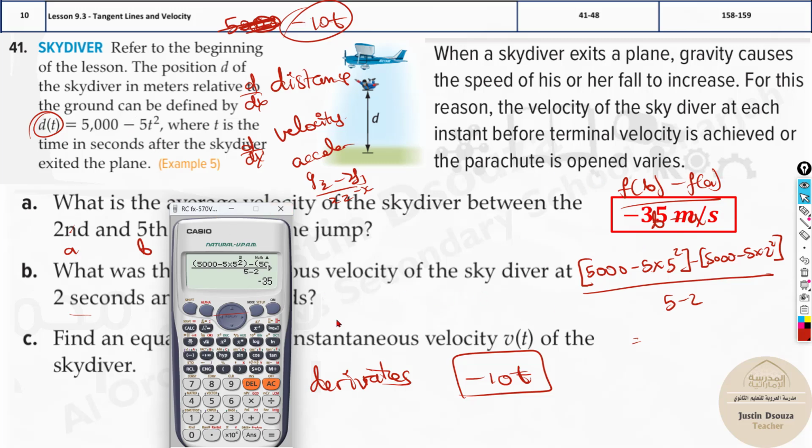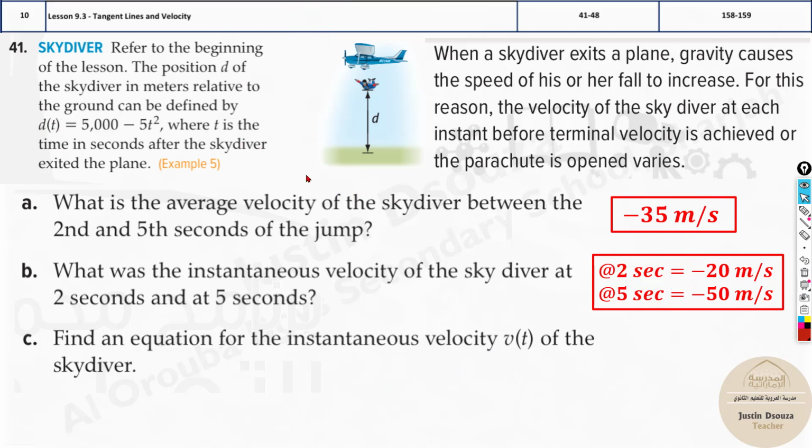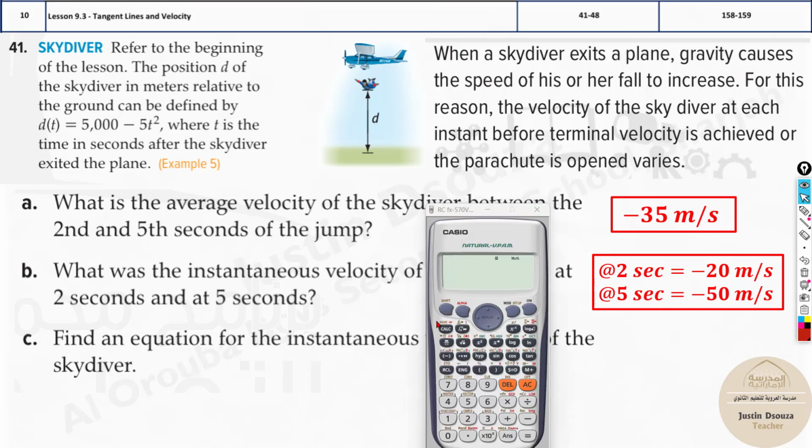Now, what about the second one? Here, let me clear it out. I will show you directly in the calculator, and from this also you can find this answer. All you need to do is shift and d y by d x. Now here let's derive this. 5000 minus 5 times t squared. We write variable x, the whole square. Okay. At what instant? At 2. So what is the answer? Minus 20. If you want the instant at 5, just change this to 5.